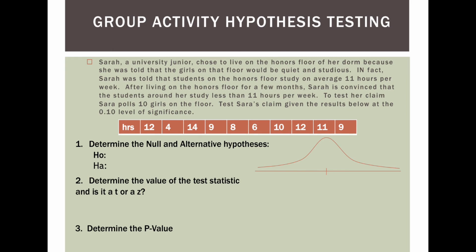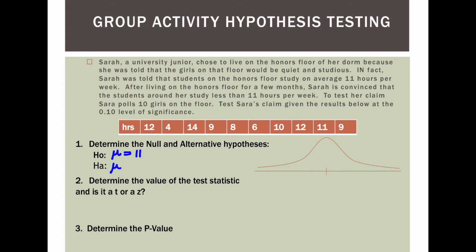Okay, so the number under question here is the number of hours, the average hours spent per week. So this is a mean, right? We're not talking about a percentage. And 11 is the disputed number. So I know mu is equal to 11.